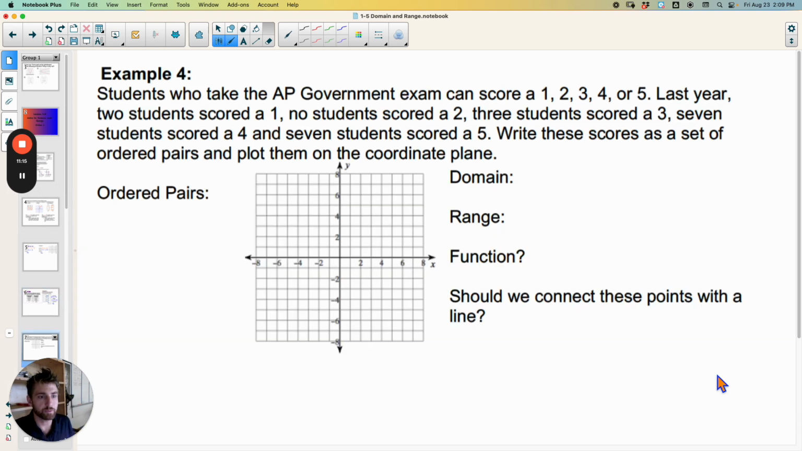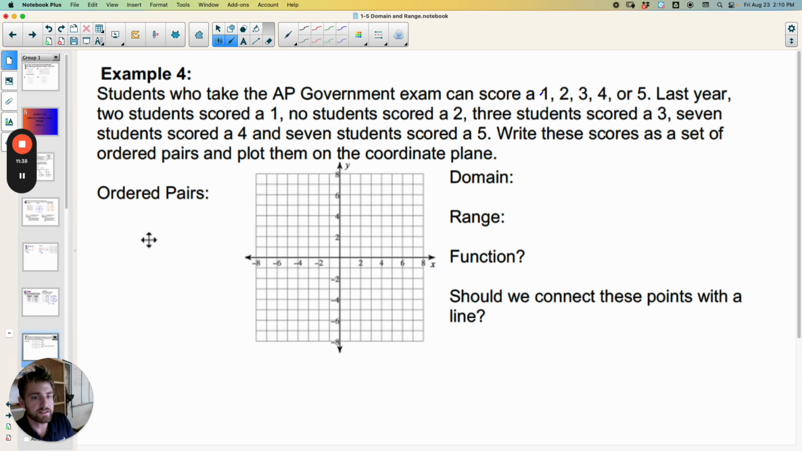Okay, let's go through example number 4. So be careful with this. It's talking about students who take AP Government. They can either earn a 1, 2, 3, 4, or 5. Last year, 2 students earned a 1. No students earned a 2. 3 students earned a 3. And 7 students earned a 4. And 7 students earned a 5.